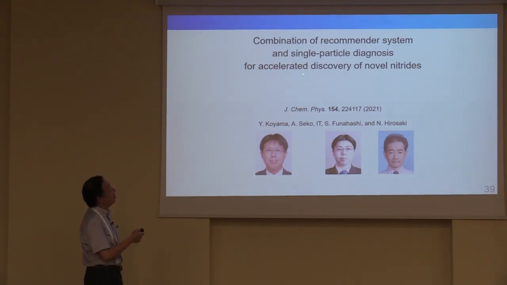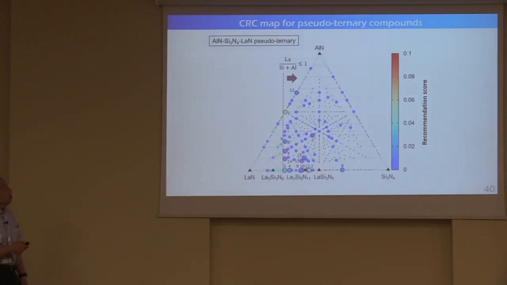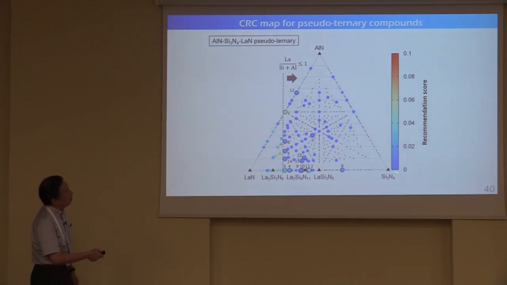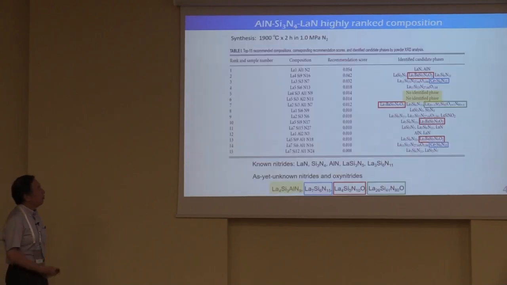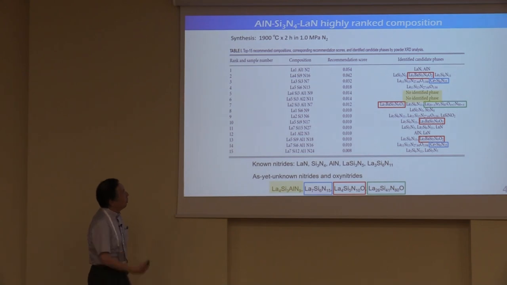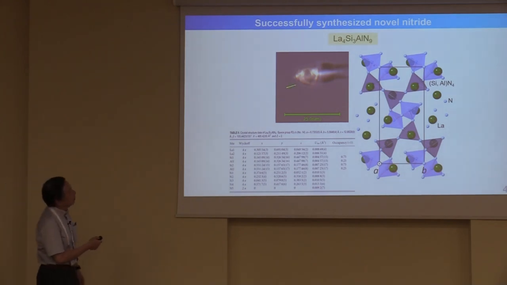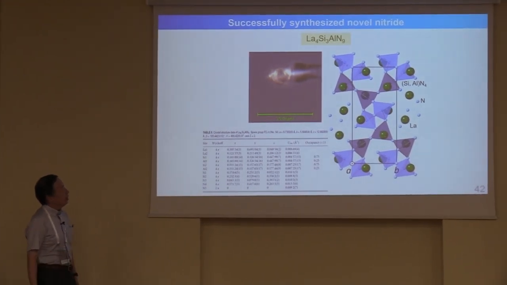The other one is the discovery of novel nitride. Now this is aluminum nitride, lanthanum nitride, silicon nitride, pseudo-ternary, and we proposed some compositions. They did pinpoint synthesis and actually discovered four as yet unknown nitrides and oxynitrides. This is still a tiny crystal, but they already succeeded in doing crystal structure analysis, chemical composition analysis, and so on, detailed analysis of this crystal structure.